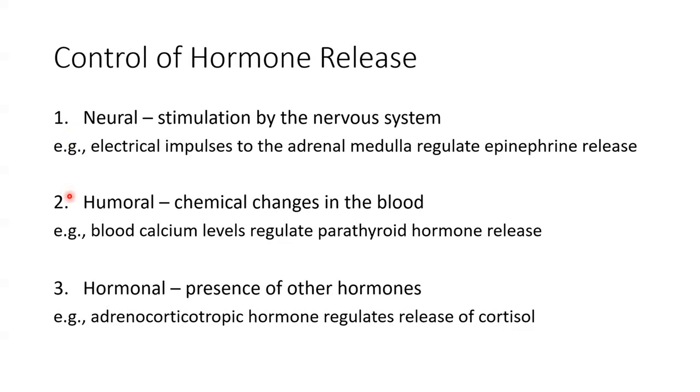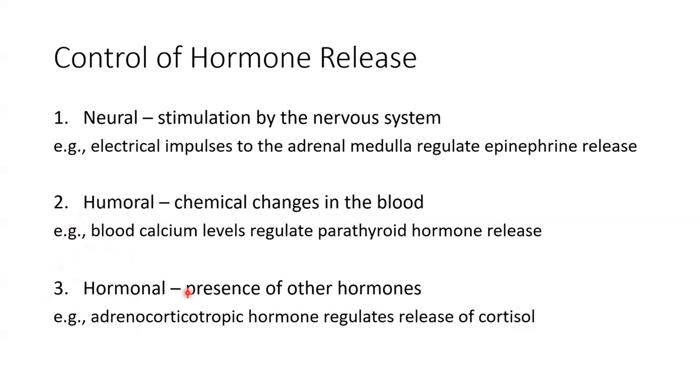Humoral stimulation occurs when the concentration of a chemical in the blood triggers the release of a hormone. An example of humoral stimulation is when our blood calcium levels regulate the secretion of either parathyroid hormone or calcitonin via a negative feedback loop. And we'll talk about those two hormones in a little bit more detail in a second.